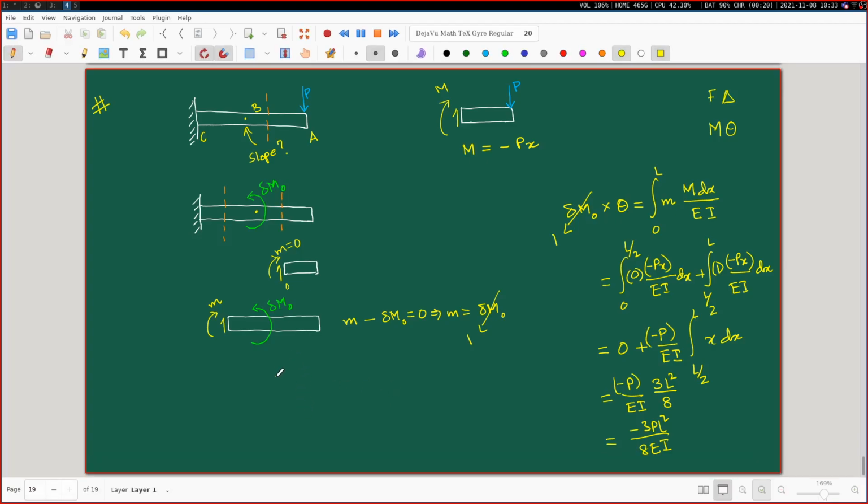So next we are going to the last topic of this semester, which is Castigliano's theorem.